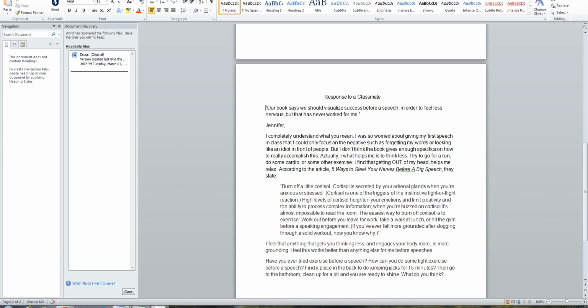And again, I just wrote this, but let's just say Jennifer wrote her whole post, and I teased something. This is a good technique I like to use. I copied just a sentence or two, in this case, one sentence of something that she said. I copied and pasted, because I want to respond to that. And so she says that our book talks about visualizing, but that's never worked for me.